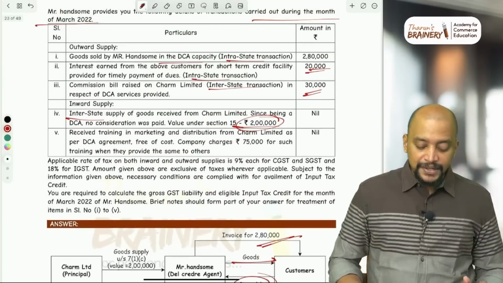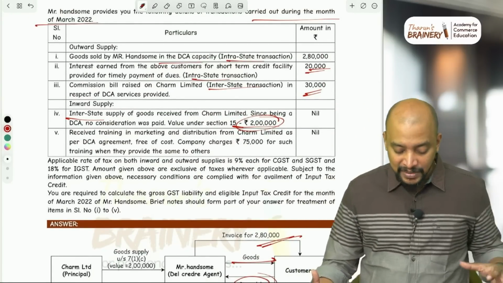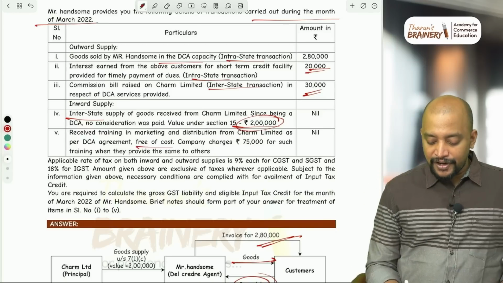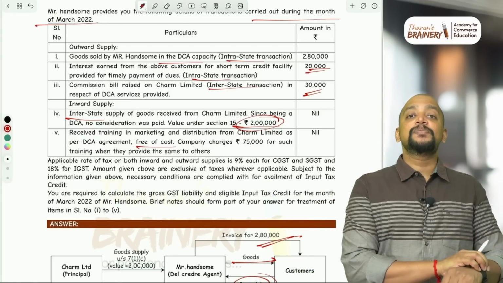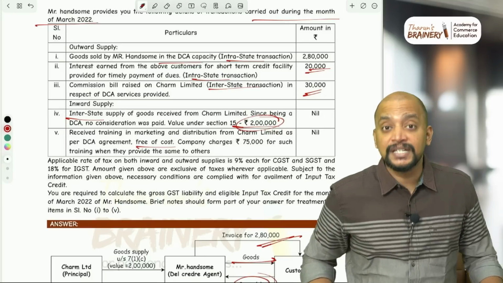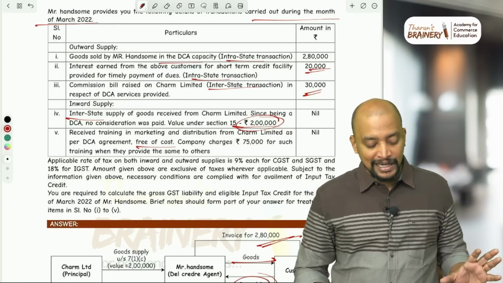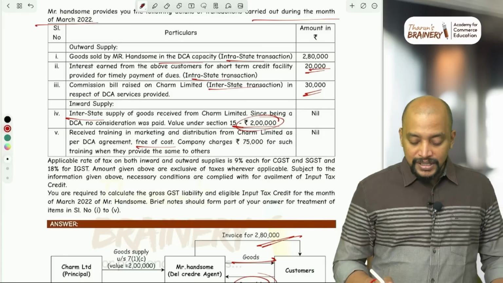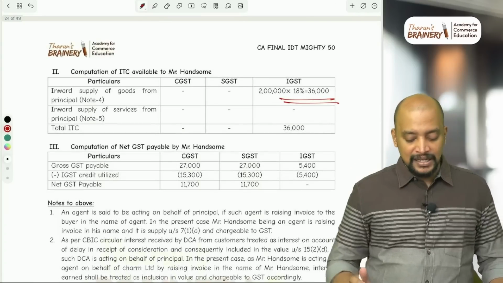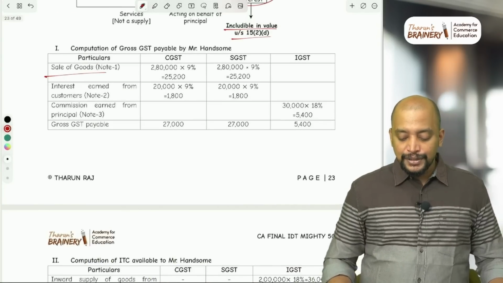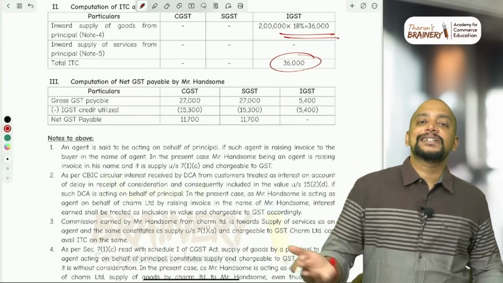Then next one, received training in marketing and distribution from Charm Limited as per del credere agent agreement, free of cost. As it is free of cost, will it become supply under 7(1)(c)? No, it will not come under 7(1)(c), because principal agent transaction will come under supply 7(1)(c) only if it is in connection to goods. If it is not in connection to goods, it will not be coming under 7(1)(c). Okay, so services will not become supply if it is without consideration. Accordingly, we don't have anything. So just IGST 36,000. So this 36,000 we will use for payment of 5,400 and remaining for CGST and SGST.